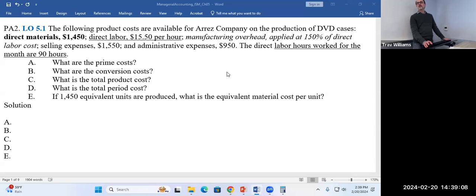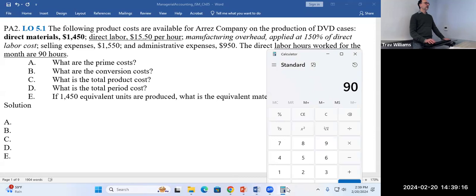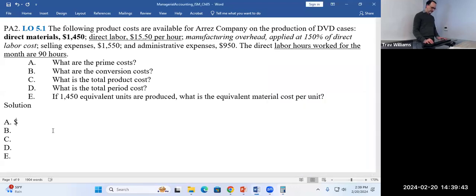So we know prime costs are the direct materials and the direct labor, right? And we had to calculate direct labor by saying 90 hours times $15.50. 90 hours times 15.50, that looks better, plus the material costs, that gives us our prime costs, right? 2,845. Labor costs plus material costs.